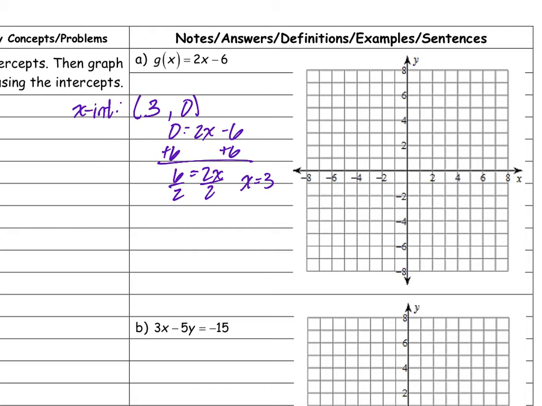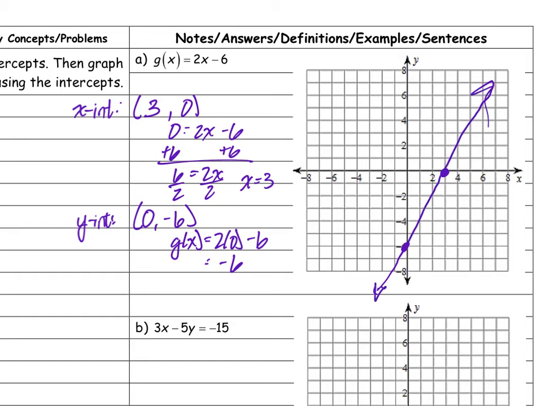And then my y-intercept is always (0, some number). So I've got g of x equals 2 times 0 minus 6, which equals negative 6. So that one shouldn't have been too bad. So my graph looks like 3, okay, and negative 6. Awesome. Something like that.